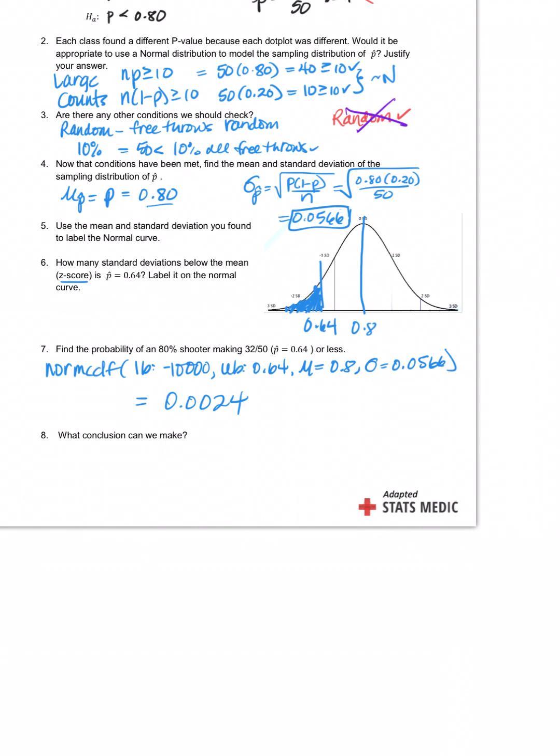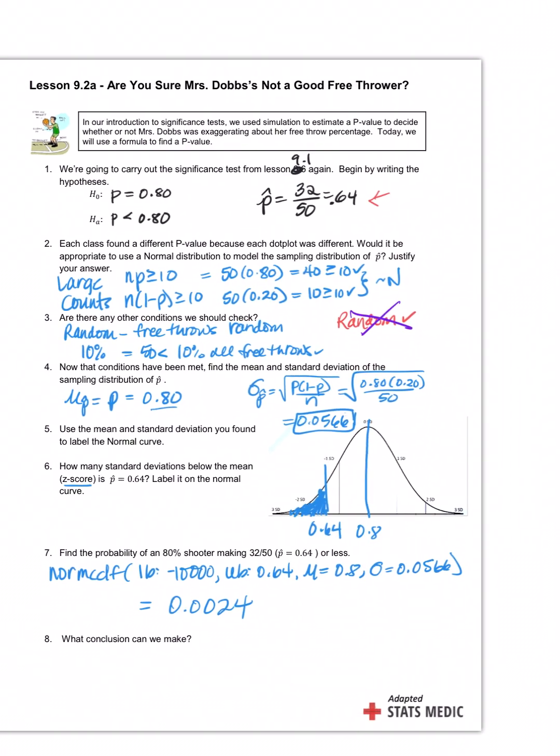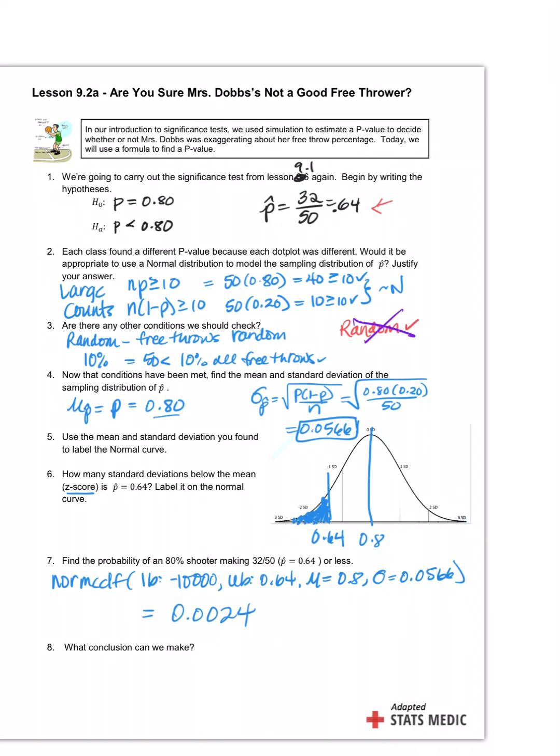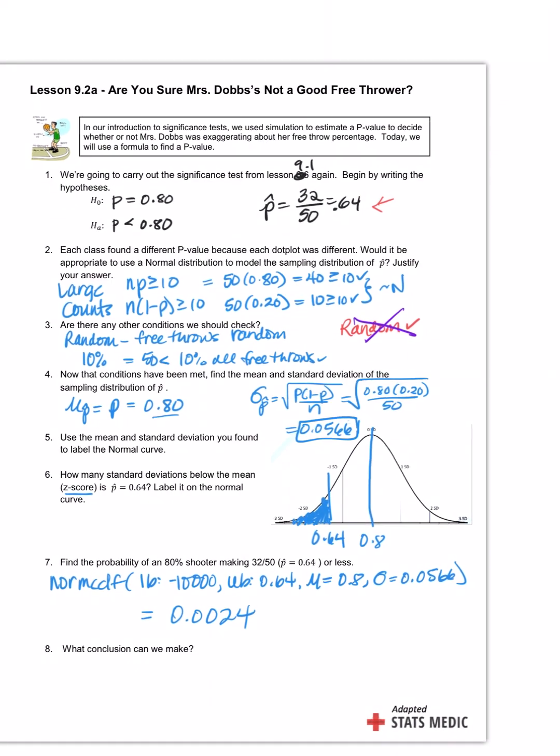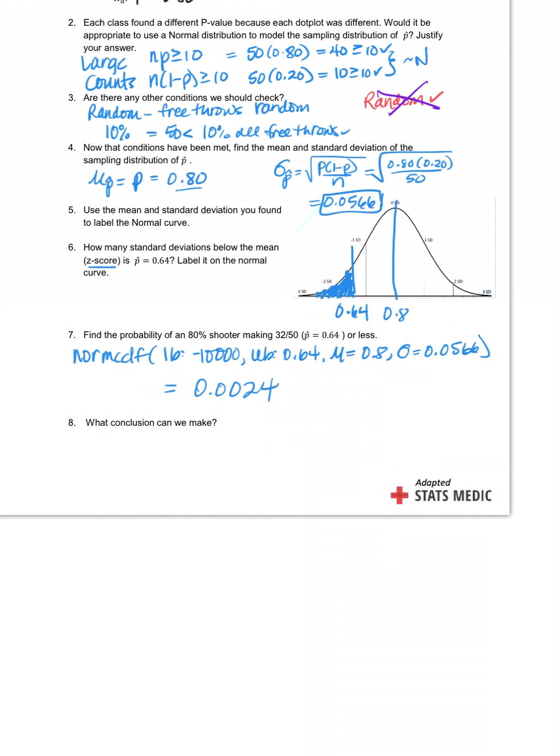So now, to draw our conclusion, we have to know the alpha value. Now, did it tell us an alpha value? I don't see one. So if they don't tell you, the default is that good old 5%, 0.05, okay? If they don't indicate otherwise, that's what we go with.